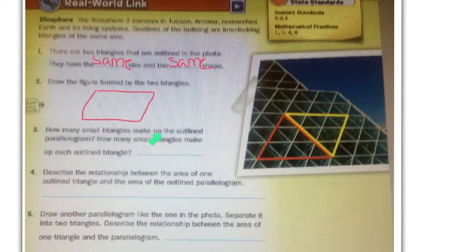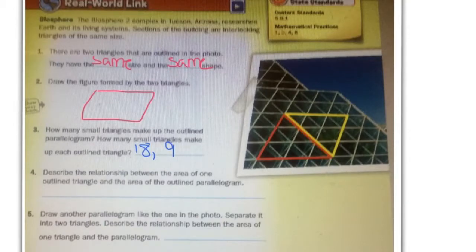How many small triangles make up the outlined parallelogram? So let's count them. 1, 2, 3, 4, 5, 6, 7, 8, 9, 10, 11, 12, 13, 14, 15, 16, 17, 18. There are 18 triangles in the parallelogram. How many small triangles make up each outlined triangle? Well, 1, 2, 3, 4, 5, 6, 7, 8, 9. There are 9 in each of the small outlined triangles.